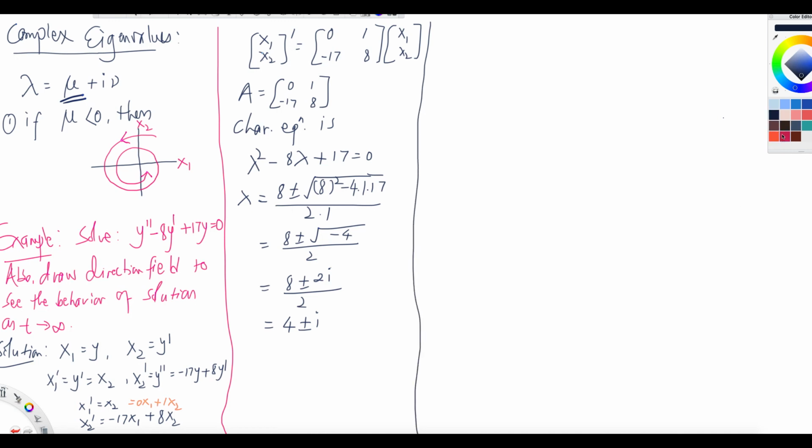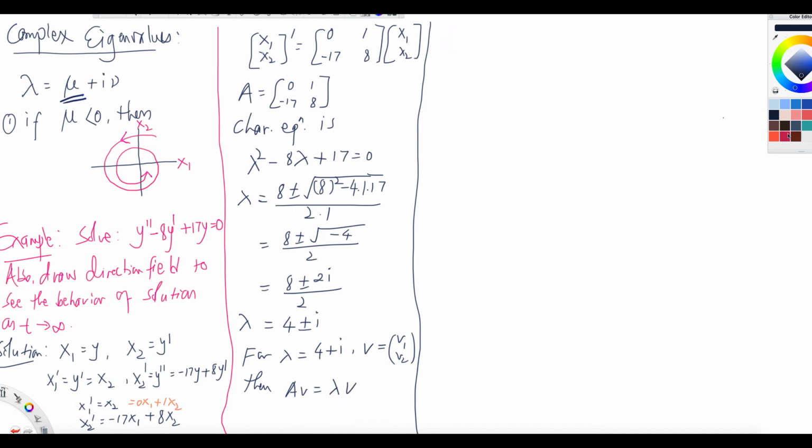So what we need to do next is find the eigenvector for that. So for lambda equals 4 plus i, what do you get? Let's say the eigenvector is V equals V1, V2. Let us suppose that V1, V2 is the eigenvector. Then what happens? Then AV equals lambda V. To find the vector V, that's what we do, right?